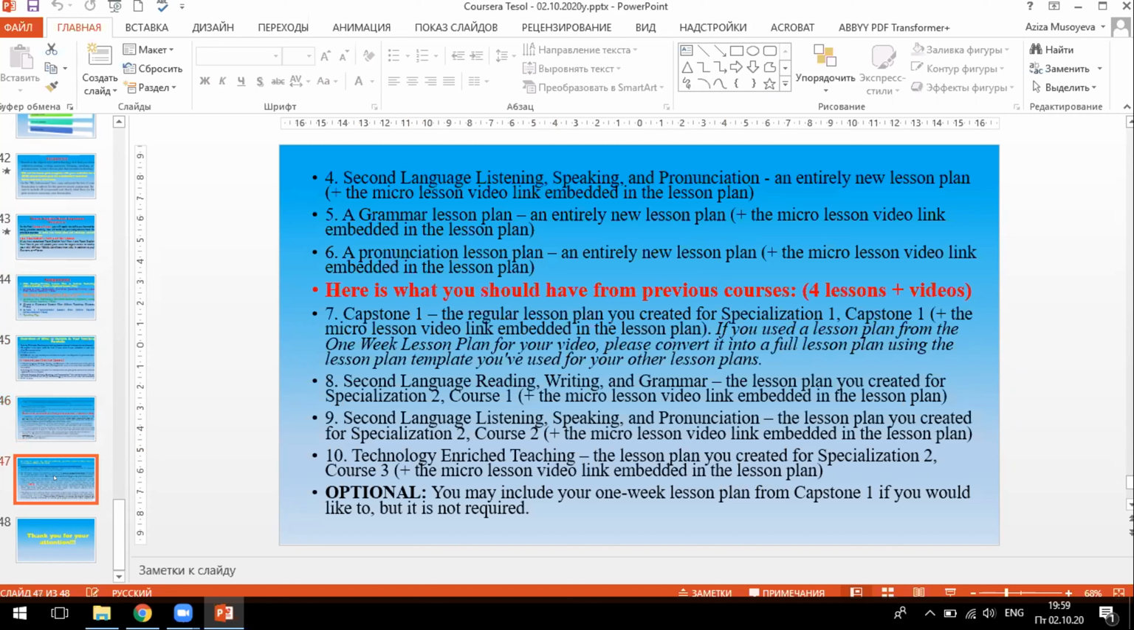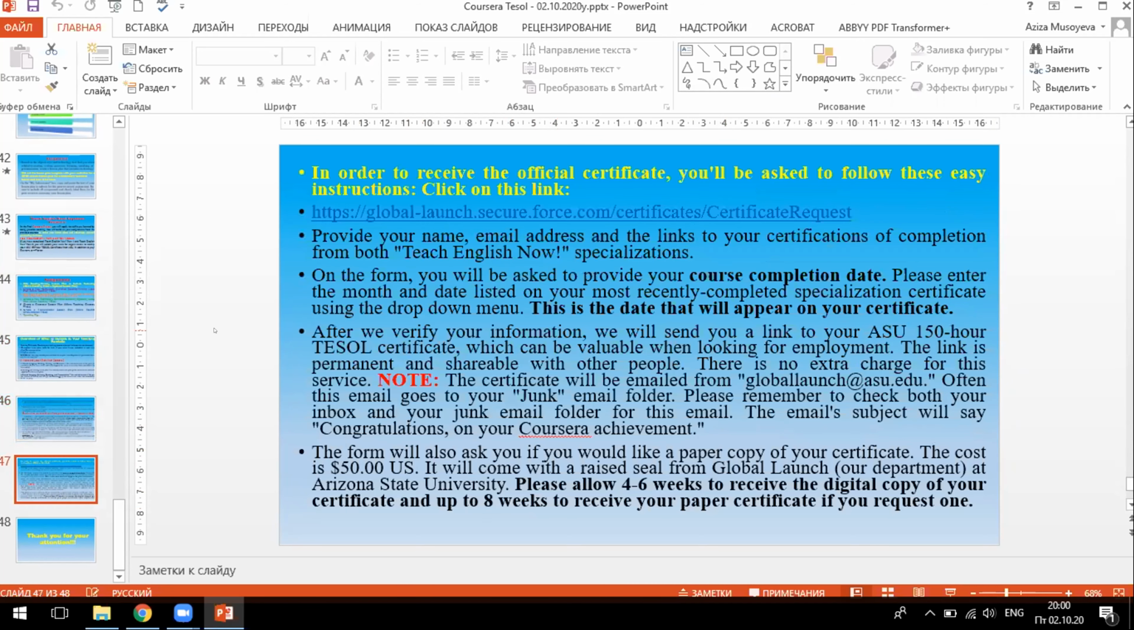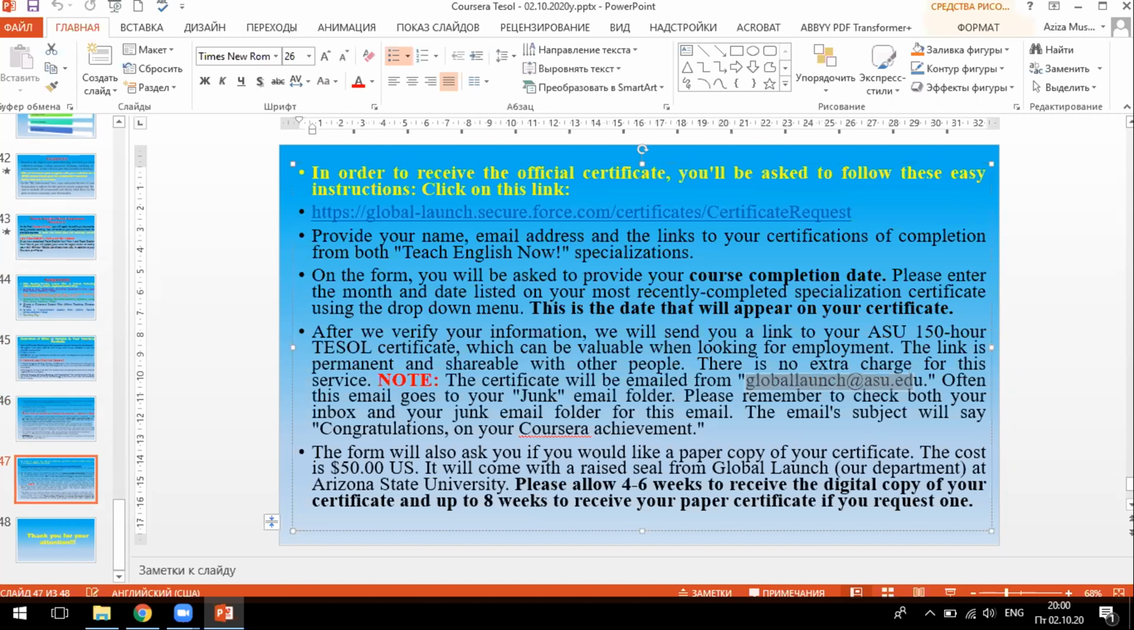Again, it's written here. And last but not least, when you finish everything, if you want to get your certificate, you need to click this link, and this link is there already. Once you finish, you need to write there which date you finished your course. There is one form that you need to fill in, and you need to write your email, because the email is from Global Launch ASU Edu.